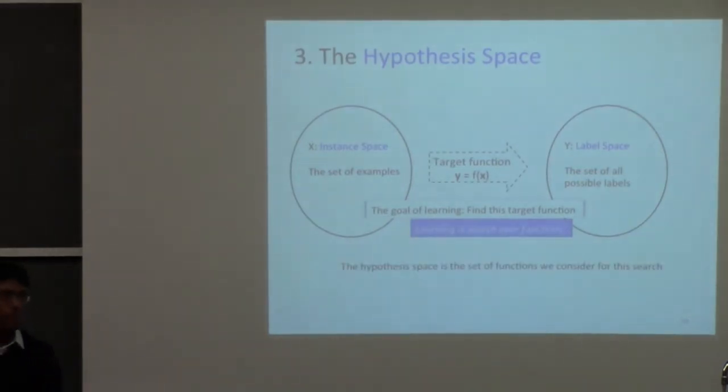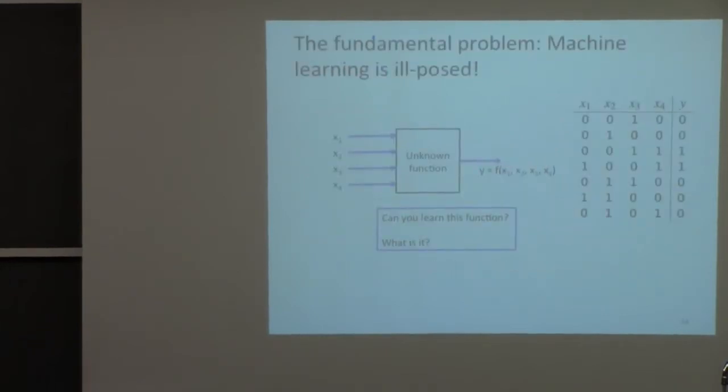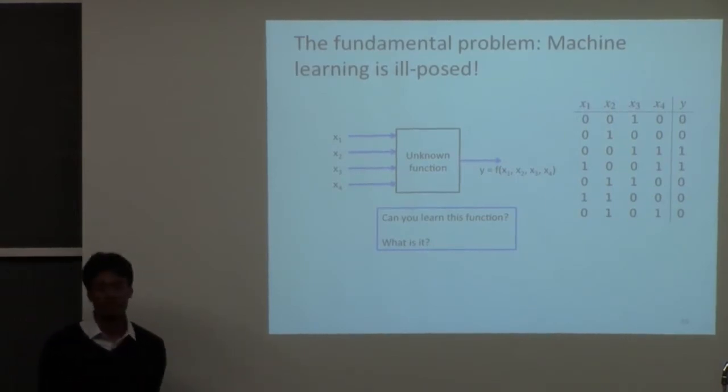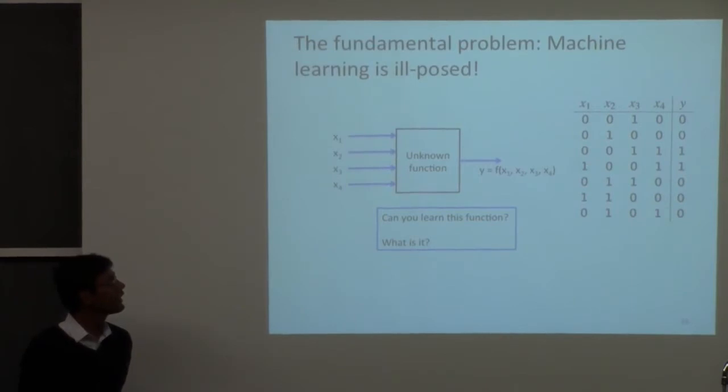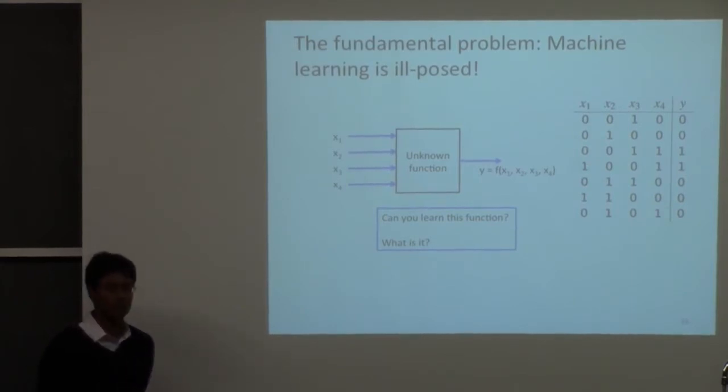Because it's a search for functions, we have to define a search space. So let's play another game where I'm going to try to convince you, contrary to everything that I will say after this, that machine learning is impossible. Some of you might have seen this example before, so I encourage others to answer me how. Let's say there is a function. This function operates only on 4 inputs, x1, x2, x3, x4, and all of them are Boolean.